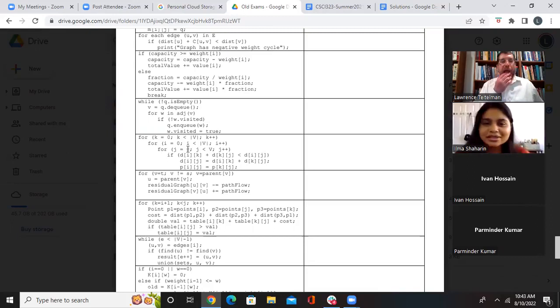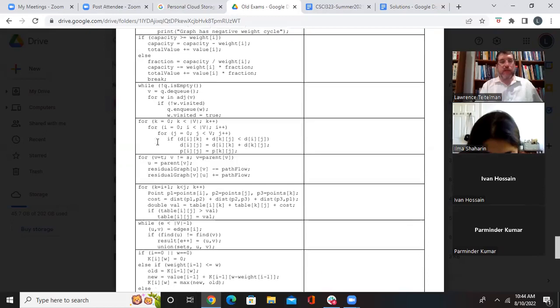Floyd. Yeah, that is Floyd, right? Notice again, the intermediate vertex is on the outside, as opposed to, let's say, single source shortest path turned into all pair shortest path, where the source vertex will be on the outside.